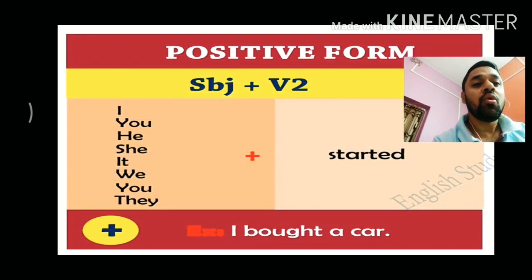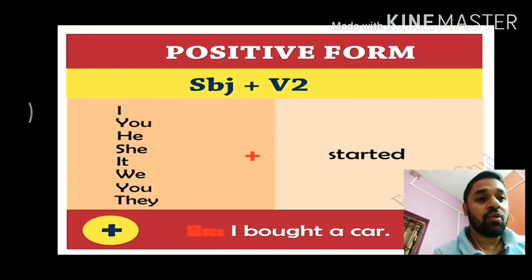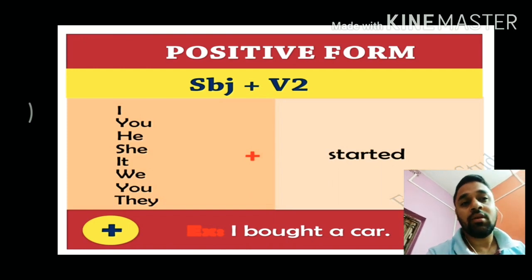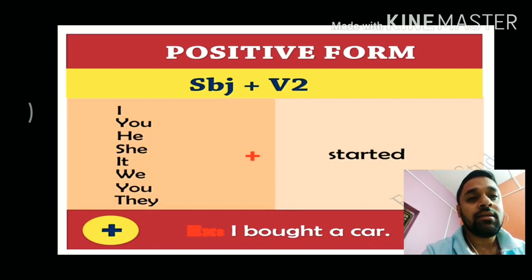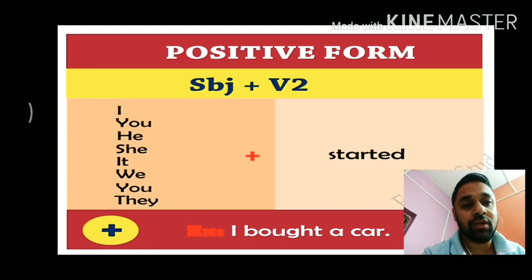Okay, now the positive form. First, what is the rule? First we have to write the subject, then the V2, and then the object. So what is V2 here? V2 means the second form of the verb or the past form of the verb. Like you can see the example, I bought a car.